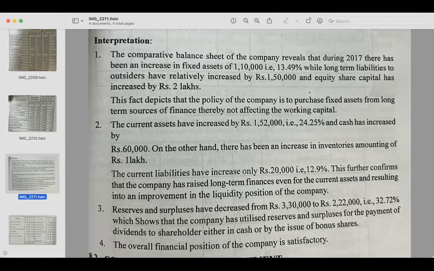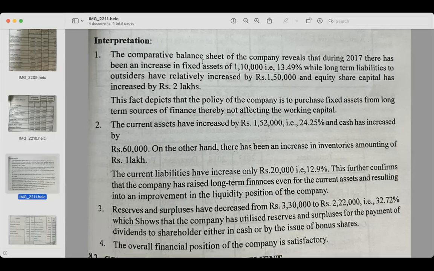Then the second point is current assets have increased by 1,52,000, which is 24.25%, and cash has increased by 60,000. On the other hand, there's been an increase in the inventories amounting to 11 lakhs. The current liabilities increased by 20,000, that is 12.9%. And this also confirms that the company raised the long-term finance even for the current assets, resulting in an improvement in the liquidity position of the company.